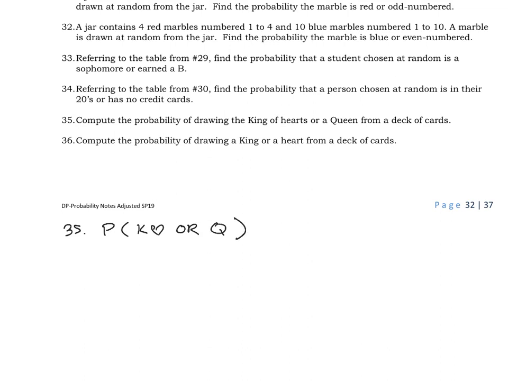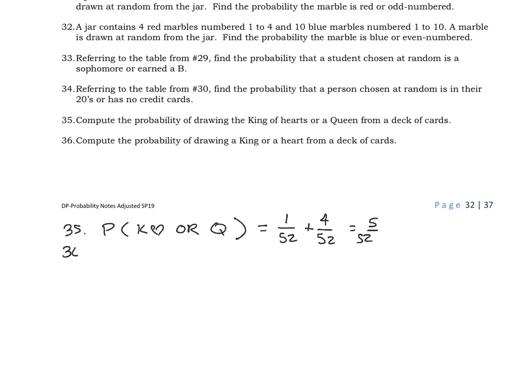So I believe that these are mutually exclusive events because a card can't be both a king of hearts and a queen. So king of hearts, there's only one of them out of 52. And there are 4 queens in the deck of cards. So that leaves us with 5 out of 52.